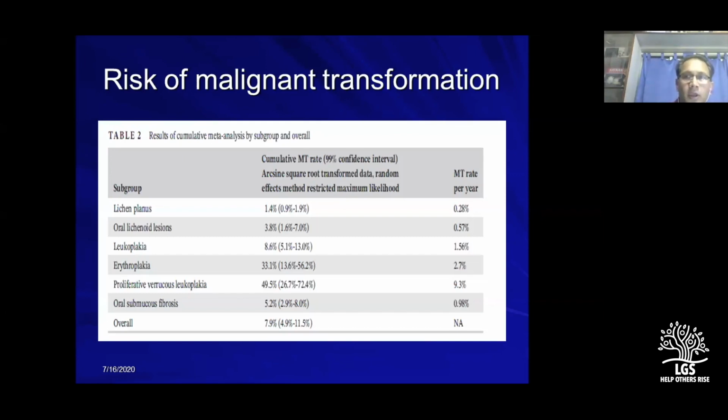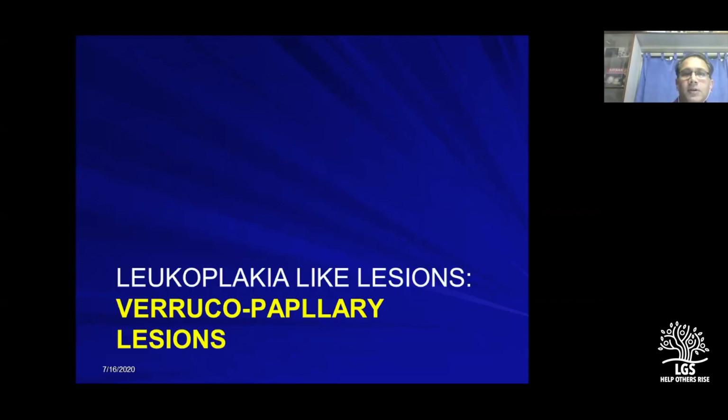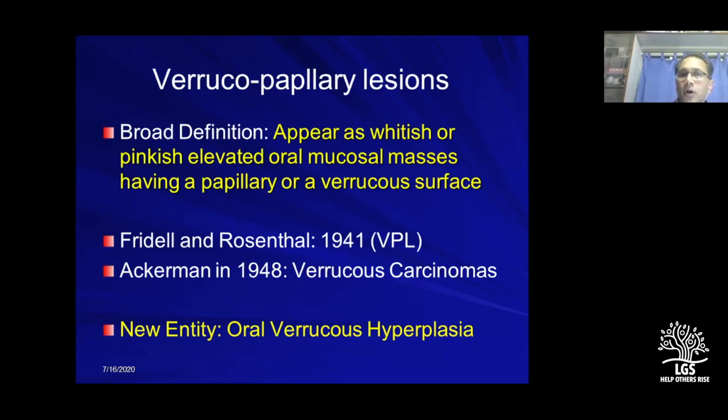So this was in a way a build-up to the topic that we are going to discuss today, the Verruco-papillary lesions. And the majority of these lesions are leukoplakia. There are some white lesions, but they are not exactly leukoplakia. They are leukoplakia-like lesions. You have a broad definition of this, that it is either a whitish or a pinkish elevated nodule and papillary, with a verrucous surface. So it is not just the color of these nodules, but also the presence of a papillary or verrucous surface that makes these lesions Verruco-papillary lesions, a terminology that was coined by Rosenthal in 1941.